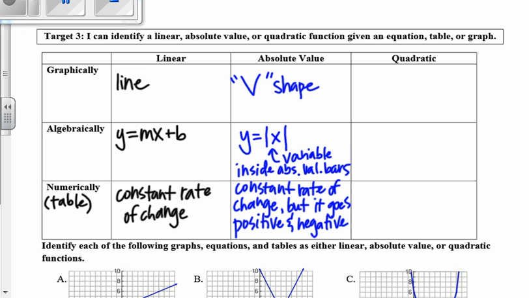And then our last function that we're going to be looking at in this target is a quadratic. Graphically, it's a U shape. Algebraically, x is squared. And numerically, it's a non-constant rate of change.